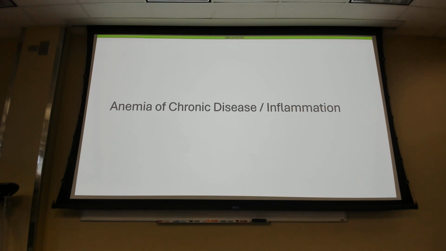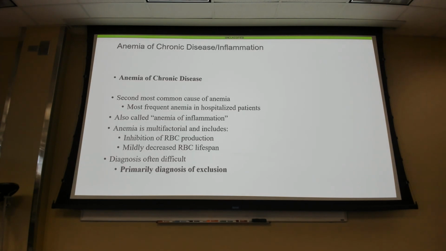Anemia of chronic disease, anemia of inflammation. Again, this is a disease process. We can cover more under the normocytic, but we'll probably breeze through some of it here. It's a disease that often starts normocytic, normochromic, but if it goes on for a long time, it can become microcytic, hypochromic. Second most common cause of anemia. You have anemia of inflammation. You have primarily a diagnosis of exclusion.